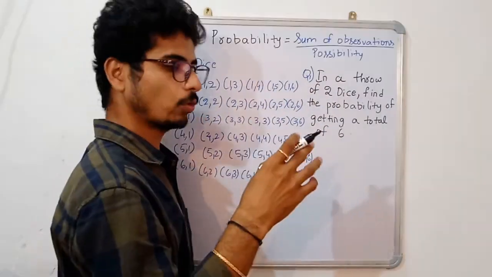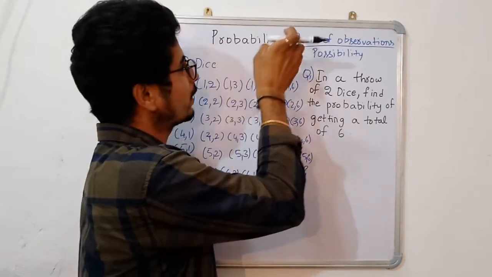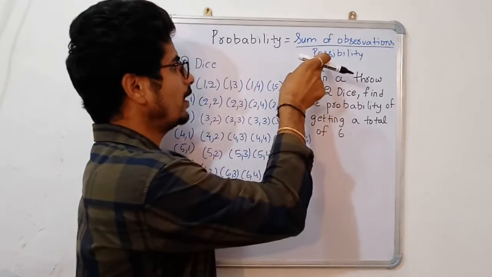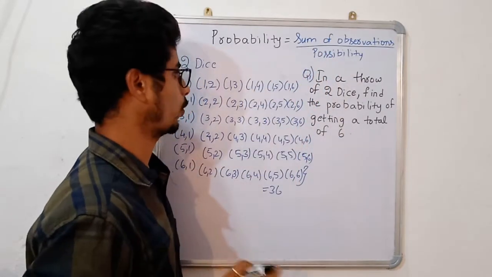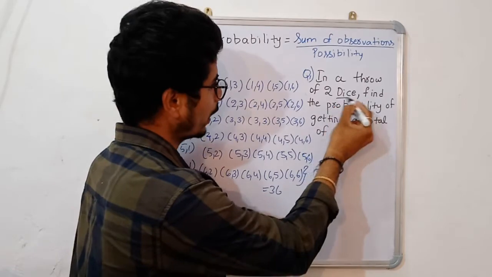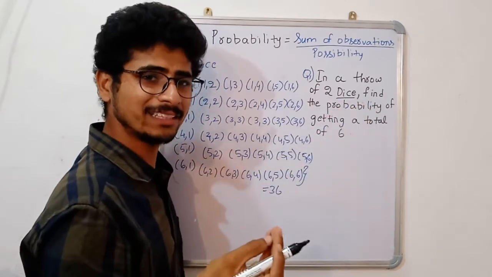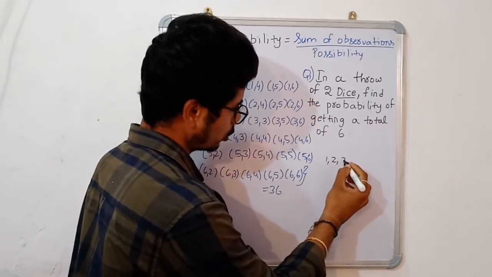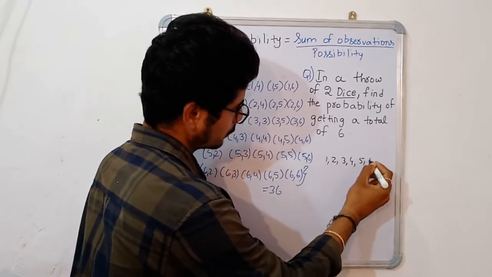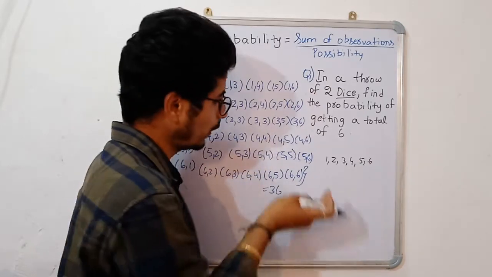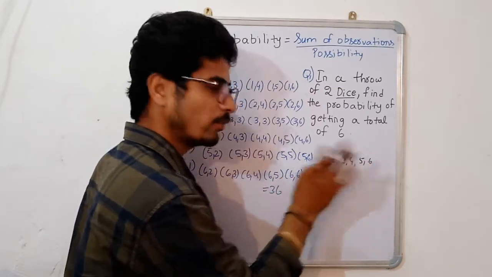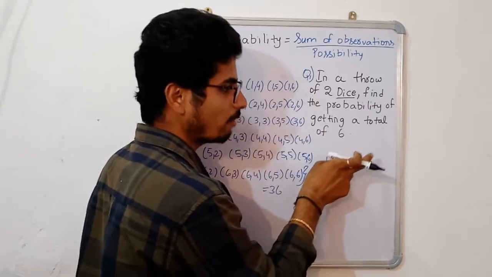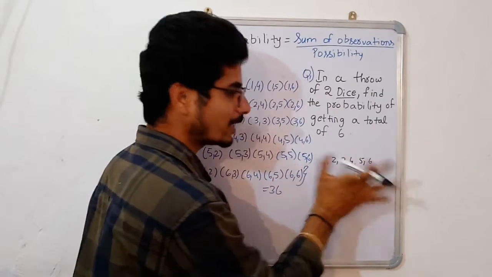So friends, the probability formula is nothing but the sum of observations by possibility, right? First we'll be dealing with possibility. See here we have a dice. A dice will be having 6 faces, right? It will be 1 2 3 4 5 and 6. When a dice is thrown, we'll be seeing these type of numbers on it, right? So these are the faces.